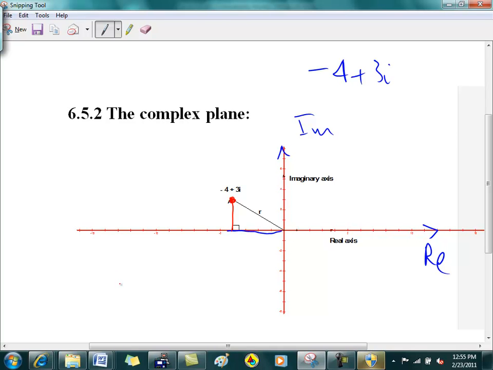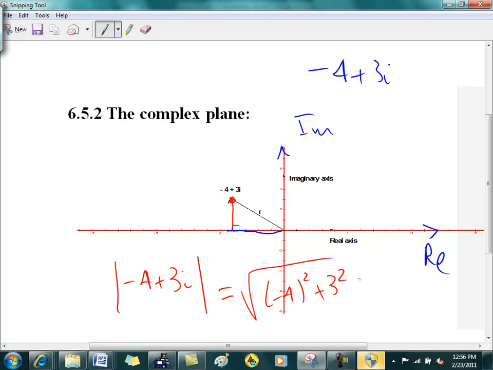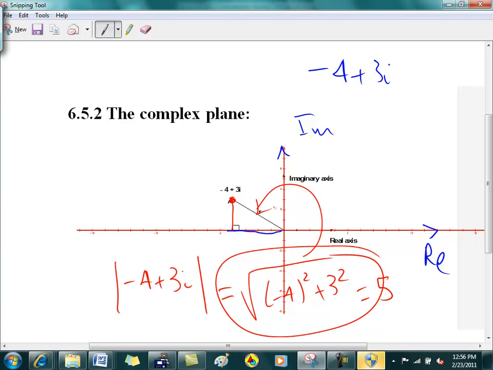You then have a concept of the magnitude or the absolute value of a complex number. That number will always be positive, will always be real. It's obtained by negative 4 squared plus 3 squared, which gives you 5. Does everybody see the connection between this and the triangle here? Everybody see the connection there?